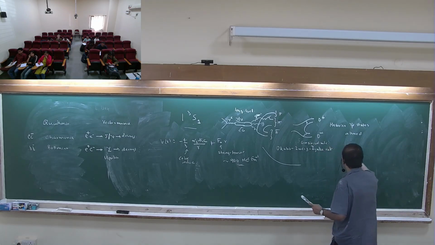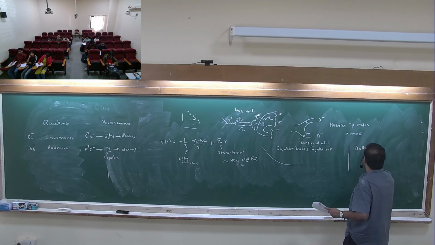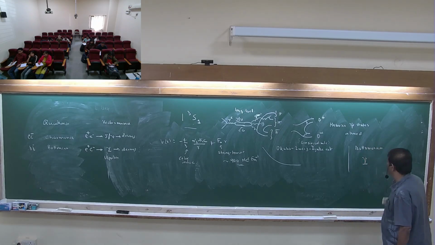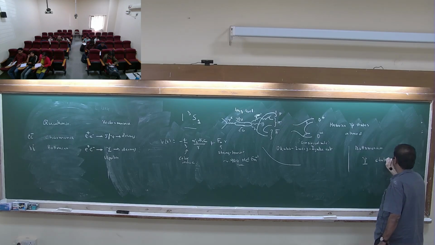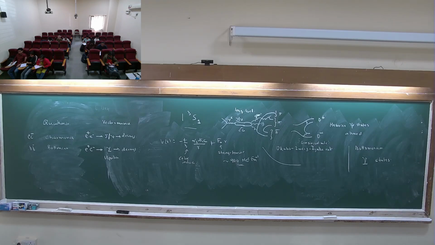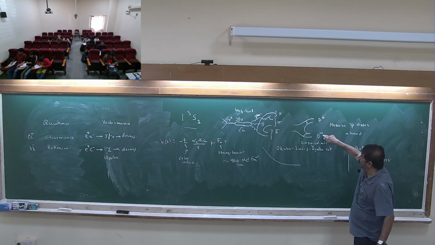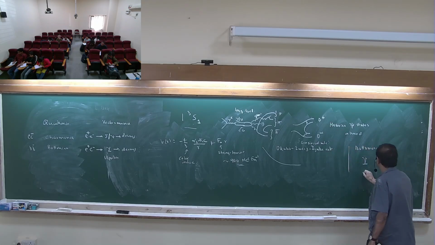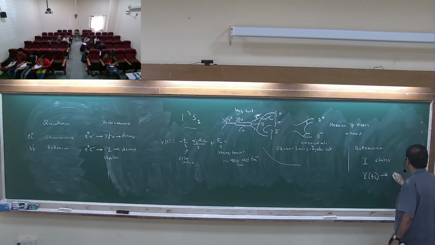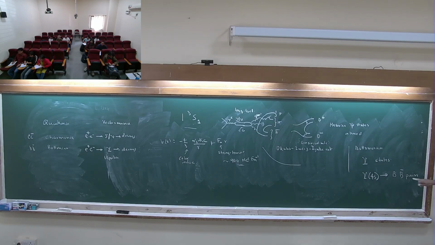Similarly, there is a system for bottomonium. There is a system of epsilon states. And just as you have an opening up of channels like this, there is a state known as epsilon 4S, which can produce B B-bar pairs. And the Belle experiment and others collide e plus and e minus at such energies.